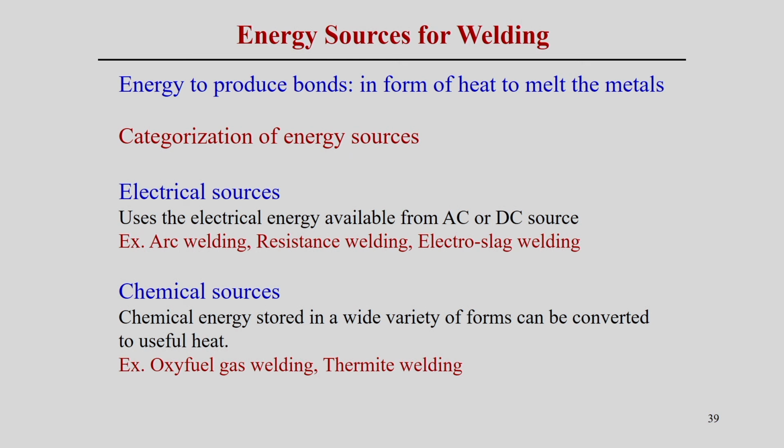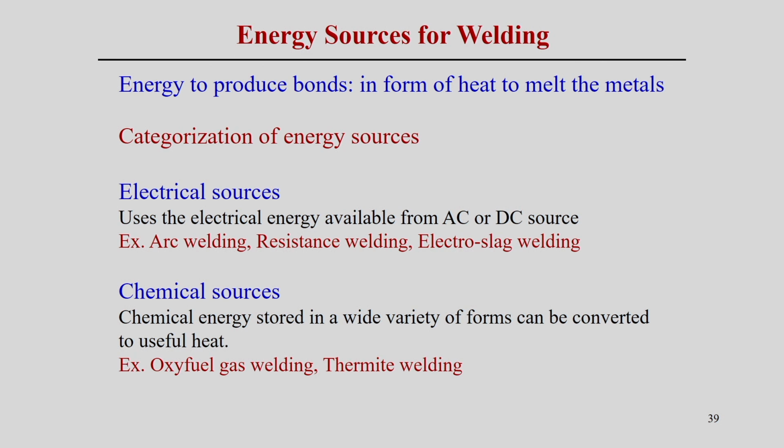First is the electrical sources. In electrical sources we use the electrical energy available from an AC or DC source. So, AC current or DC current we can count as the electrical sources to melt the material. For example, the arc welding process, resistance welding process, even electroslag welding process, in all these cases we can use the electrical source for the generation of heat to raise the temperature to the melting point of the substrate material.